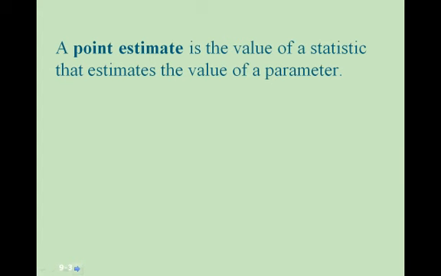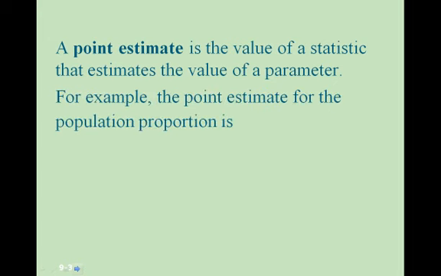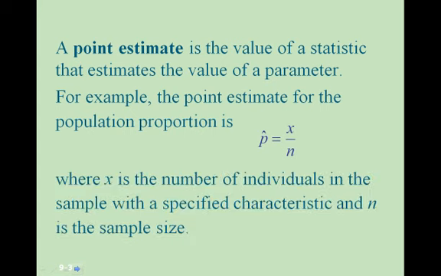First, let's look at the definition of a point estimate. A point estimate is the value of a statistic that estimates the value of a parameter. Remember that a statistic is coming from a sample and a parameter is coming from a population. So for example, the point estimate for the population proportion is p hat, which is given by the equation x divided by n, where x is the number of individuals in the sample with a specified characteristic, and n is the sample size.